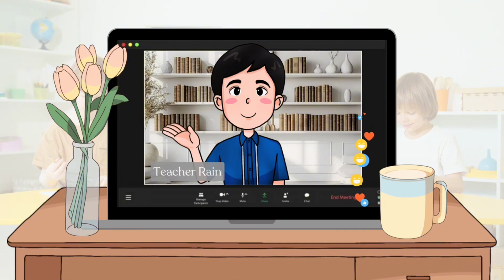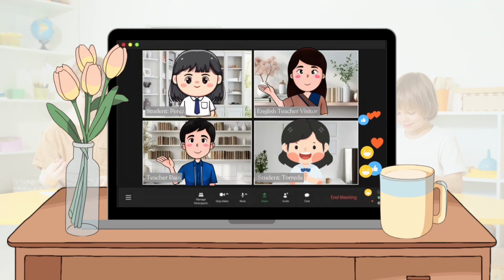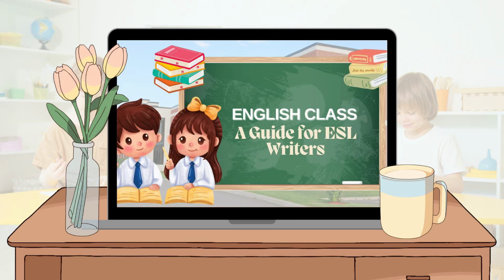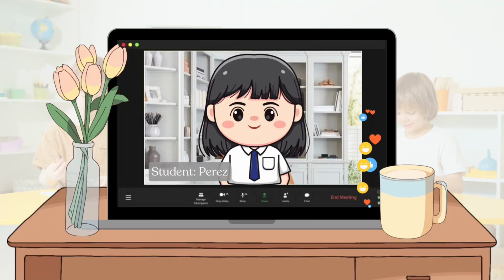Good day, everyone! Today, we're diving into the exciting world of editing, specifically for you English as a second language learners. We'll be tackling some common errors that can trip you up and give you the tools to conquer them. Okay? Can we say editing is like the superhero of writing?